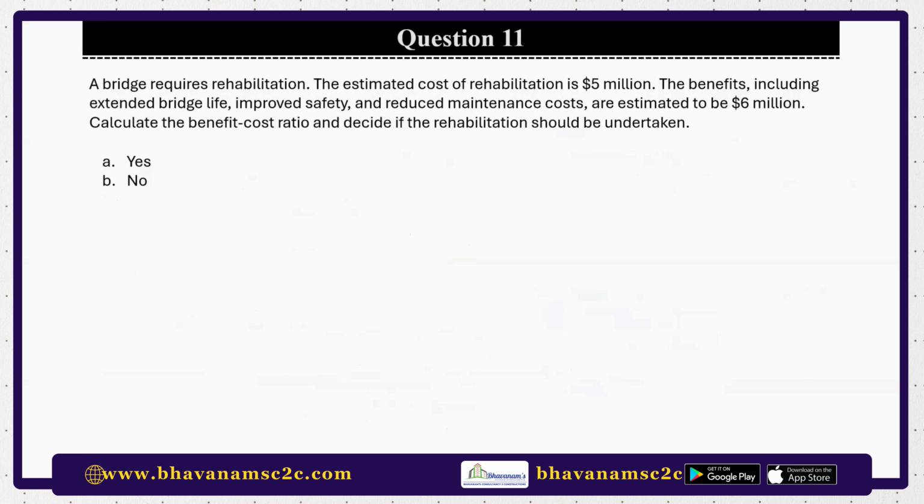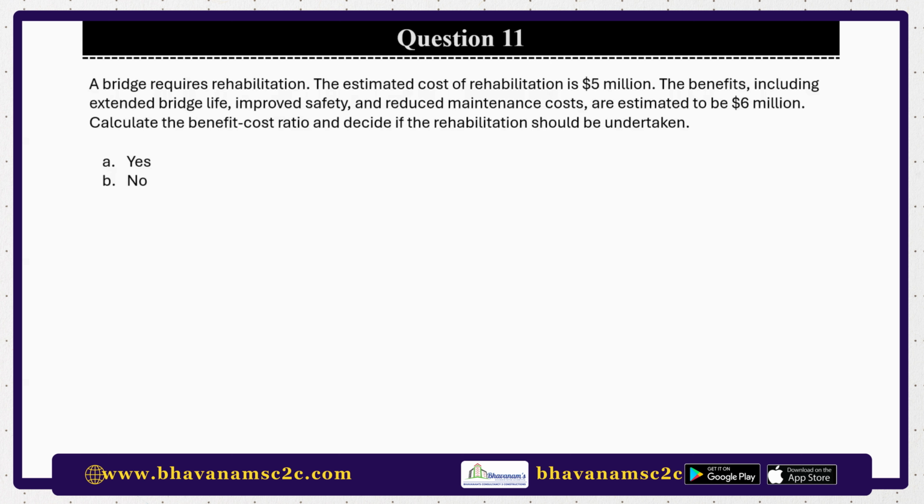Let's deal with this question and the next question, because question number 11 and question number 12 are somewhat relevant. And this is a yes or no question. A bridge requires rehabilitation. The estimated cost of rehabilitation is $5 million. The benefits, which include extended bridge life, improved safety, and reduced maintenance costs, are estimated to be 6 million. Calculate the benefit cost ratio and decide if the rehabilitation should be undertaken.